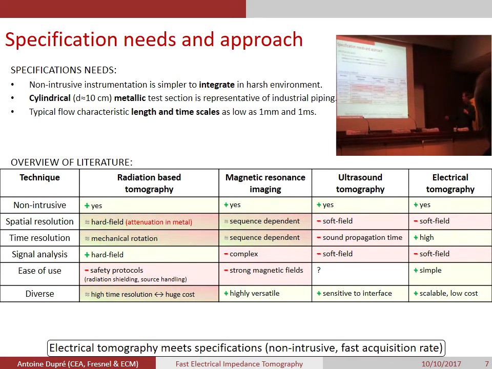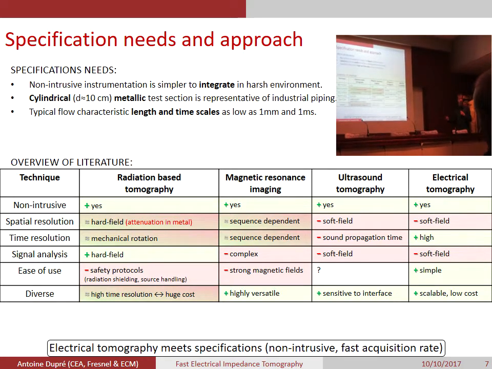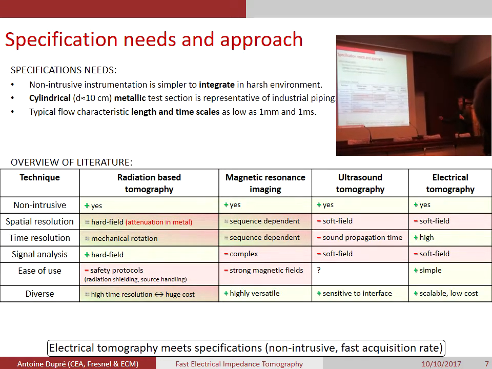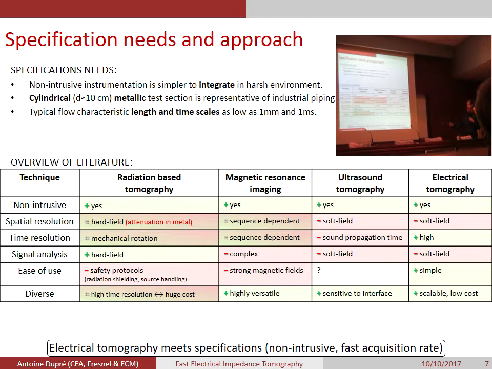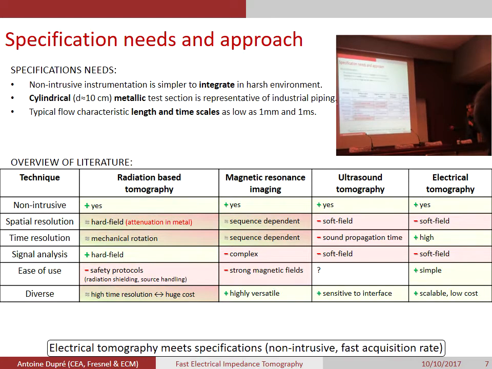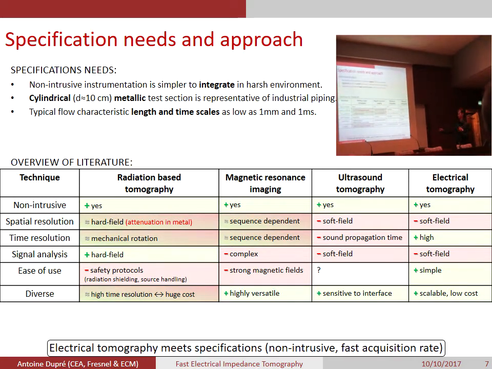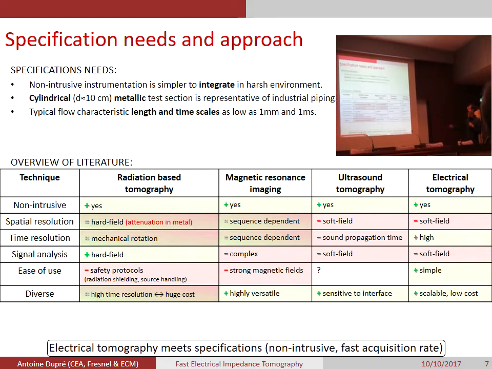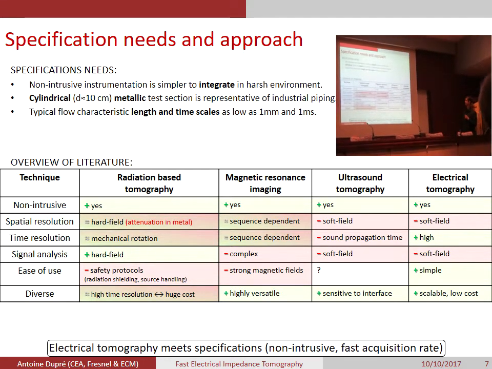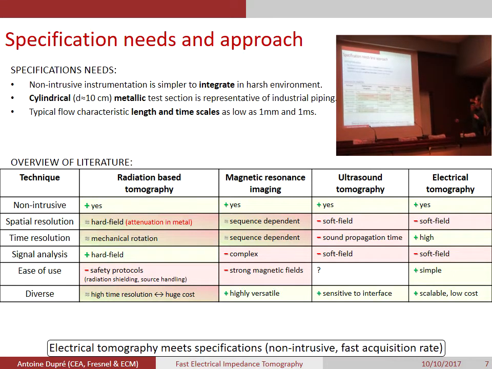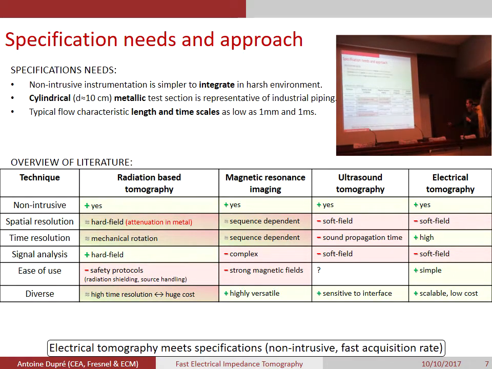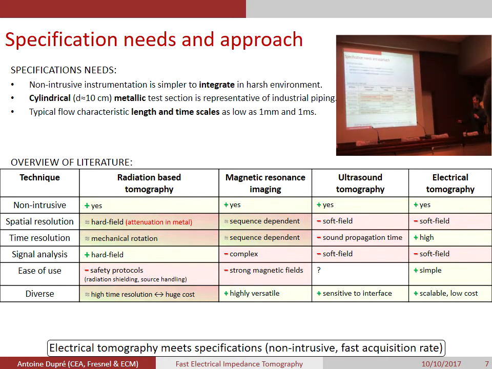In ultrasound tomography techniques, there are two main drawbacks. First, it's a soft field tomography technique, which degrades the spatial resolution. And second, the time resolution is intrinsically limited by the time the sound has to propagate in the medium, which gets bigger with bigger systems. Finally, in electrical tomography, the time resolution is much better because the propagation of electromagnetic waves is much faster.